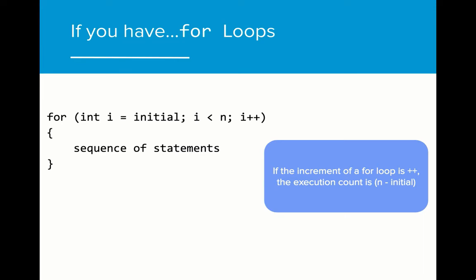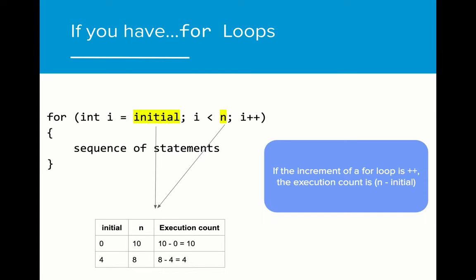For loops, as we already saw, have programs repeat the same code a fixed number of times. If a for loop follows a standard ++ increment, we can actually calculate the execution count. In this general formula, the execution count for a for loop is n minus initial. We can subtract the value of initial from n to find the execution count, as the total number of iterations is the difference between these two values. As we can see in this chart, if i is less than 10 and i starts at 0, the total iterations will be 10.